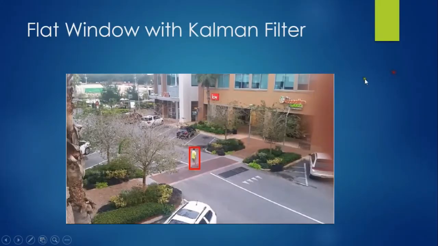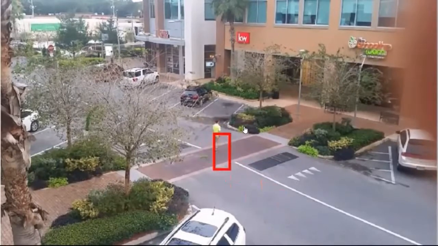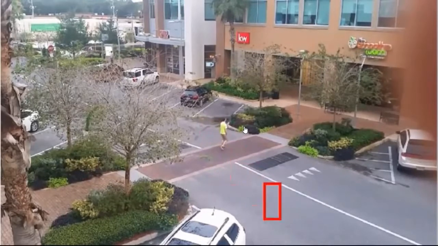Now if we apply a Kalman filter with this, it'll actually make it worse because it sees the motion of moving downwards and to the right a little bit. It's going to continue that path, and because the contrast of the ground itself is the same, it continues with the path until it follows off the screen.